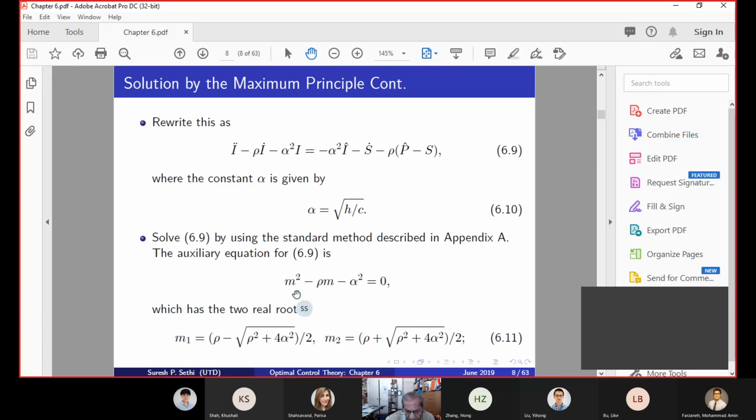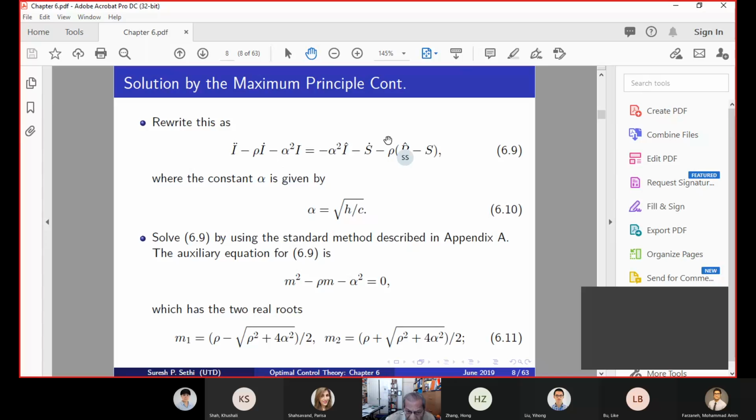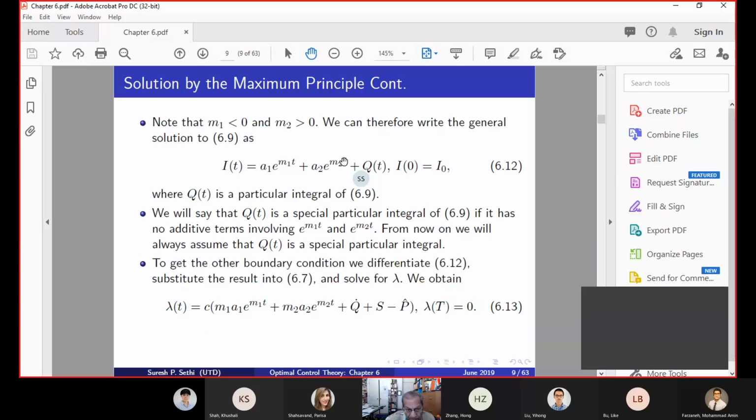When you have this particular system, you can solve that equation as a quadratic algebraic equation, and it's got two roots. One root is negative. As you can see, this is rho minus the square root of rho squared plus alpha squared. So this is bigger than rho, so that's negative. This is positive. So we have a negative root and a positive root. It turns out that if you have this equation and that auxiliary equation and those roots, then a general solution of this equation can be written as follows.